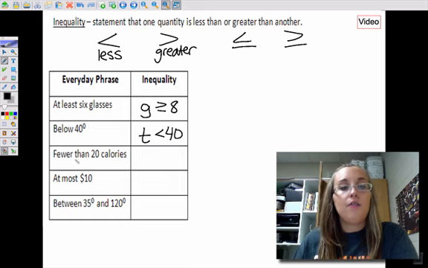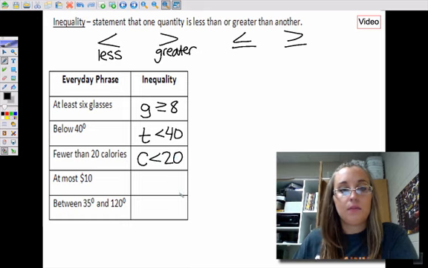Okay, next, fewer than 20 calories. That means less than 20 calories. Can't be equal to 20, so C is less than 20. At most 10. So anything up to 10, including 10. So I want maybe dollars to be less than or equal to 10.